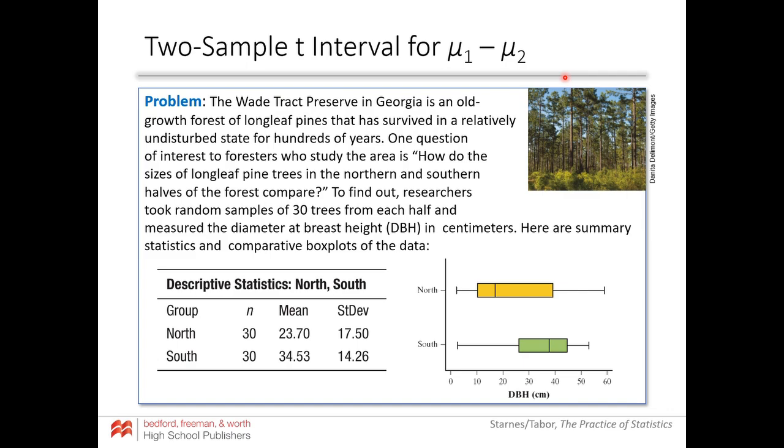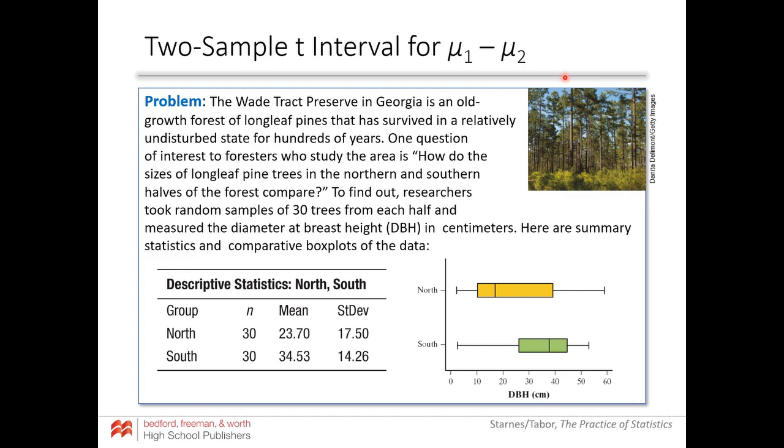The Wade Tract Preserve in Georgia is an old-growth forest of longleaf pines that has survived in a relatively undisturbed state for hundreds of years. One question of interest to foresters who study the area is how do the sizes of longleaf pine trees in the northern and southern halves of the forest compare? To find out, researchers took random samples of 30 trees from each half and measured the diameter at breast height in centimeters. Here are summary statistics and comparative box plots of the data.